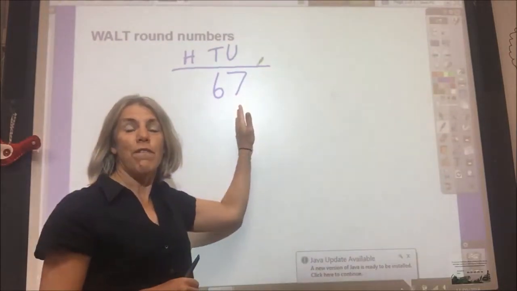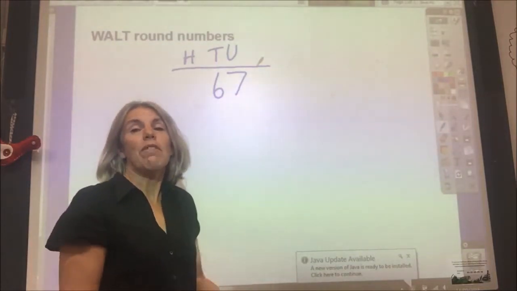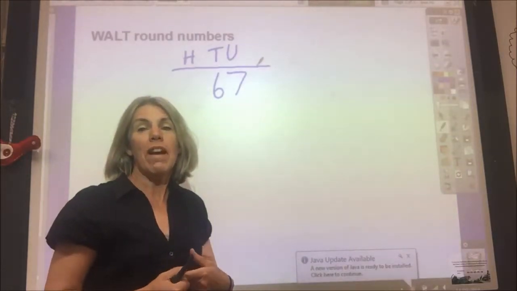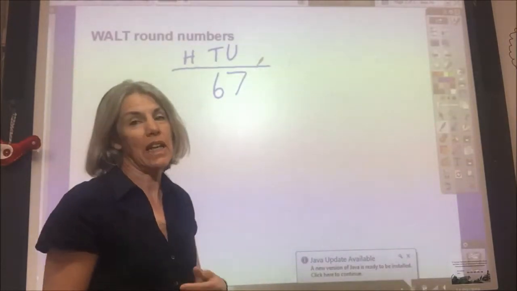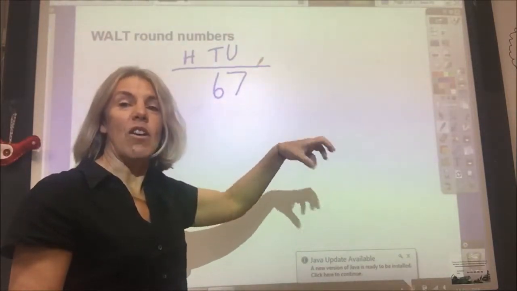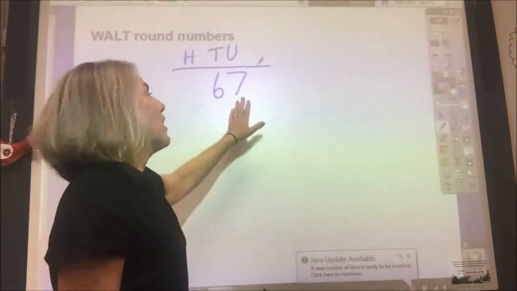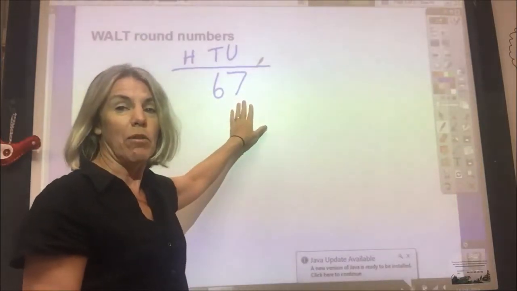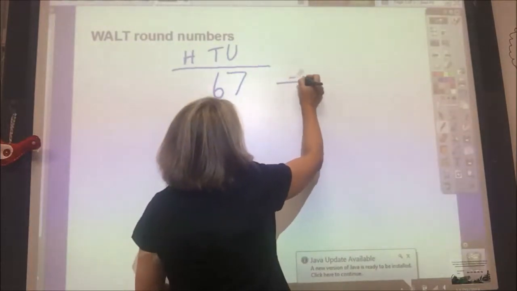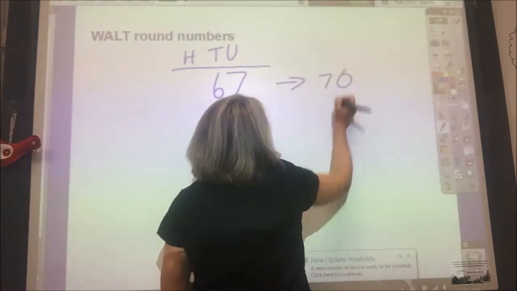Always travel one to the right and look at the number in that units column. If that number is 5 or above, then we round up. If that number is 4 or below, then we round down. So essentially we're saying, is 67 nearer to 60 or 70? Because this 7 is 5 or above, we round up to 70. So 67 rounds to 70.